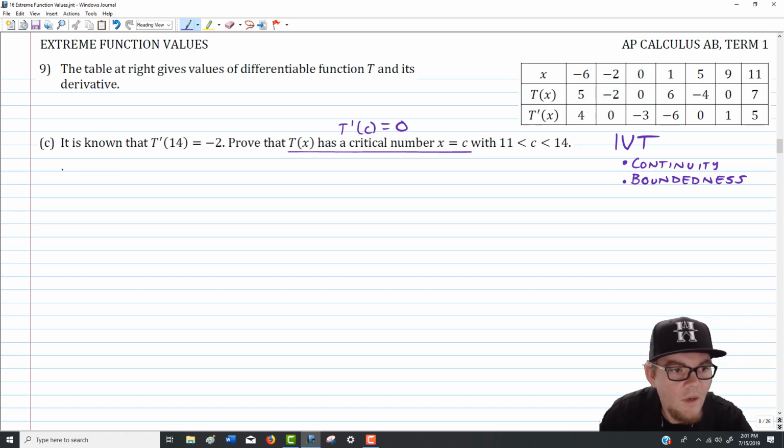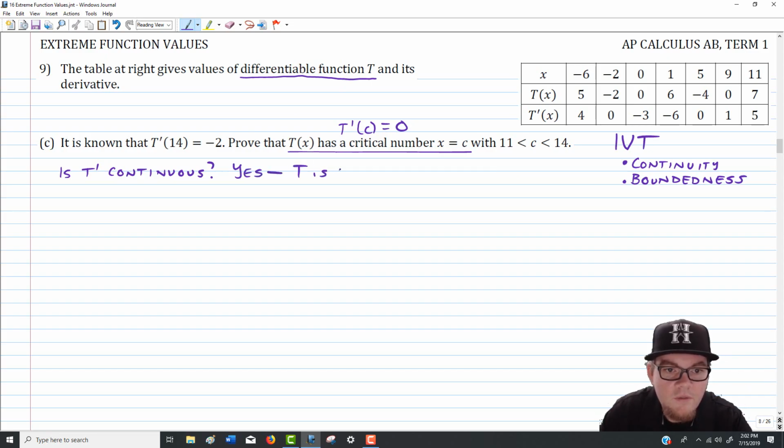So let's think first. Is t prime continuous? Because that's what we'd need in this case to start to make guarantees using the intermediate value theorem. Well, what did they tell us? They tell us that we have a differentiable function t. T is differentiable.